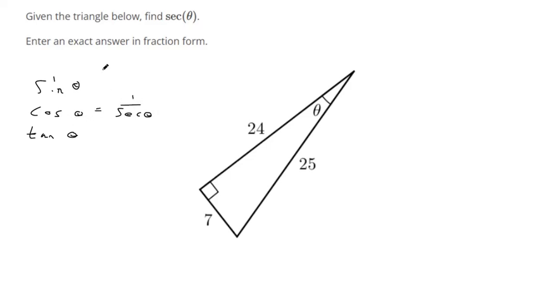Cosine is the same thing as 1 over secant. Sine is the same thing as 1 over cosecant, and vice versa. You could say cosecant is the same as 1 over sine. So you can always flip them. This is 1 over cotangent.